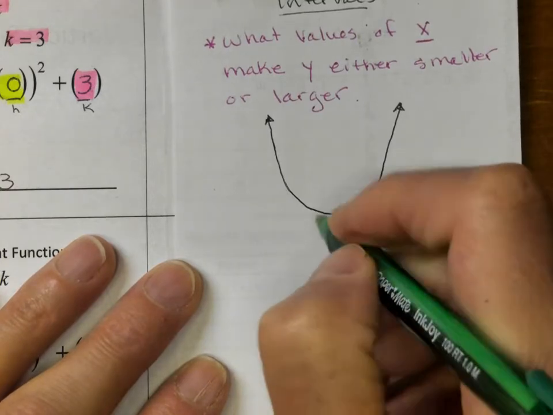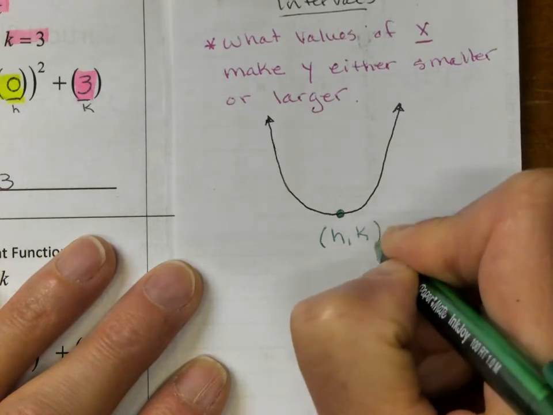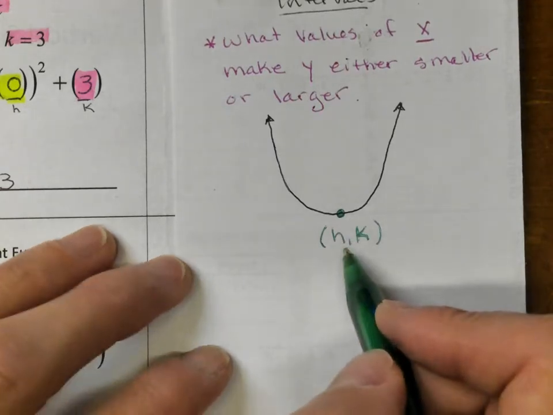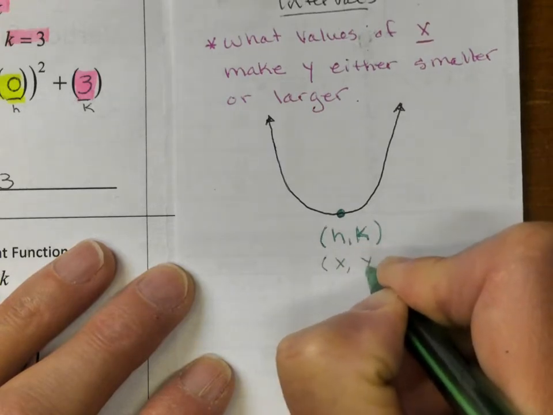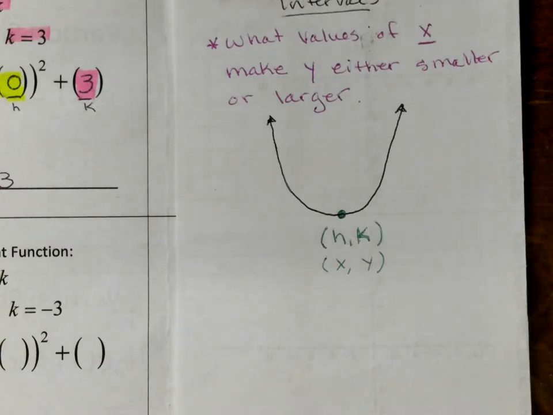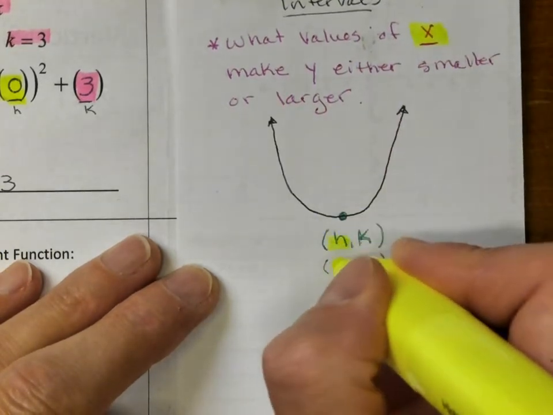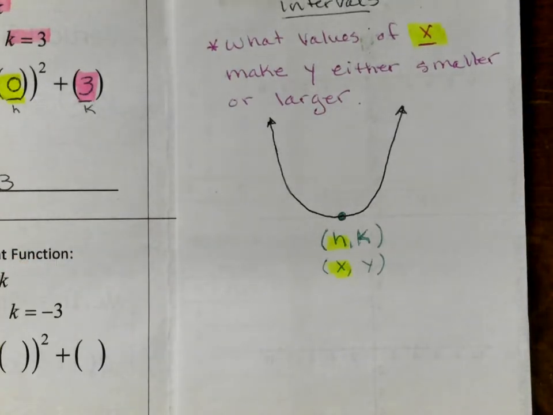So this is my vertex. I'm just going to label this HK, and we'll look at a more specific example another time. So this is HK. Remember that HK is the same as a special X, Y. And remember that when we're looking for increasing and decreasing, we are only concerned about this value right here, my X value or my H.